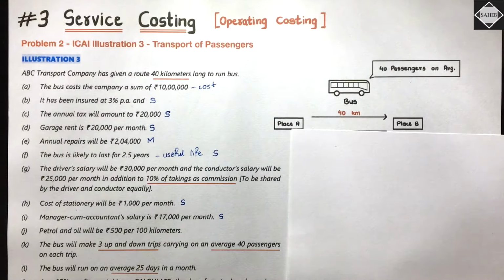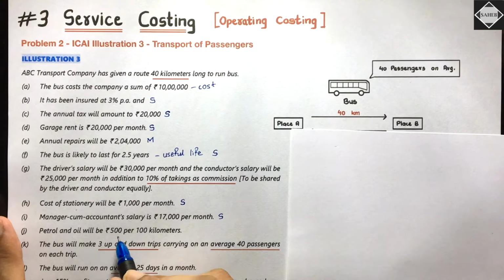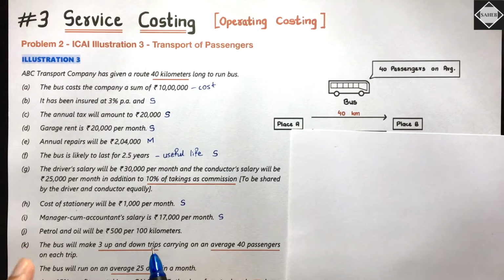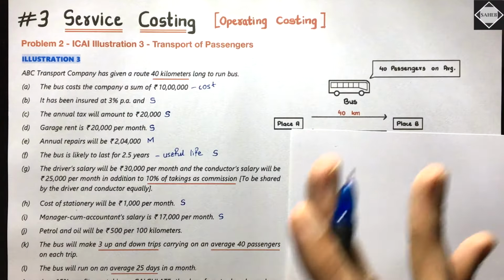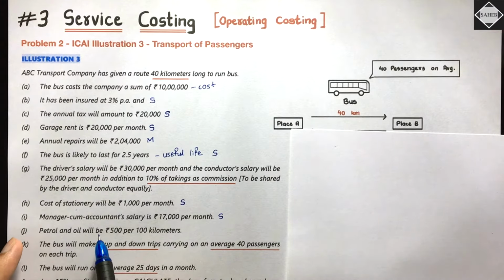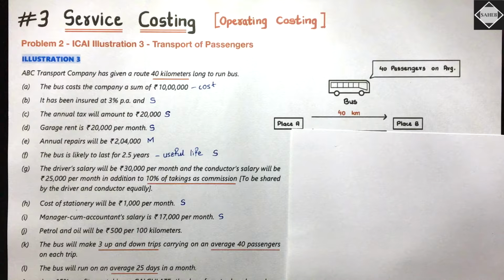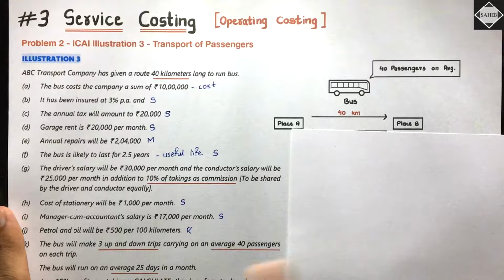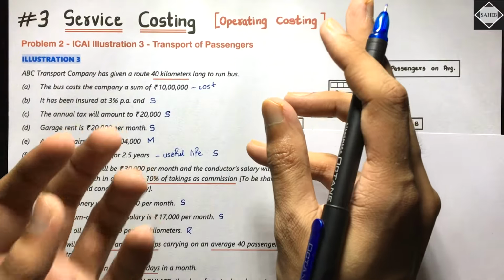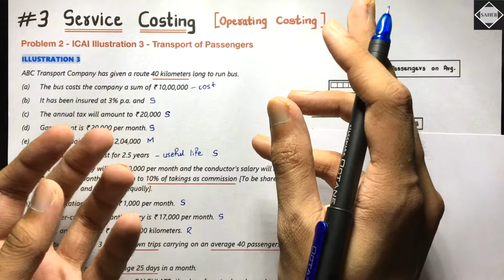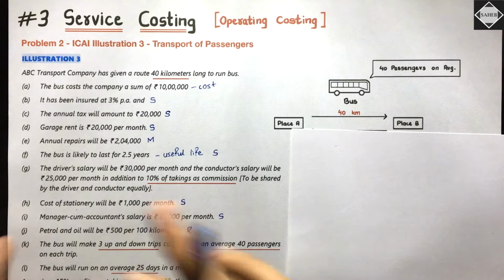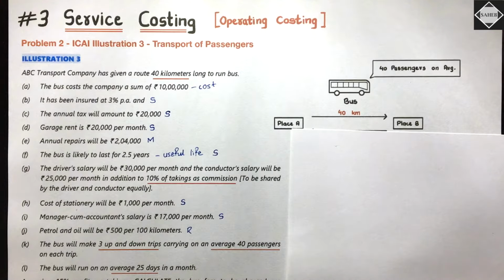Simple. Then they are saying petrol and oil will be 500 per 100 kilometers. You see, here also there is an adjustment. We have to do a little bit of calculation for this. But right now just tell me what kind of cost is this petrol and oil? This is variable cost. We call that running charges, right? Fine, we'll do the calculation, don't worry. They are just saying, to go 100 kilometers, it is costing 500 of petrol and oil. So how many kilometers are we traveling? That calculation we have to do first. Then only we'll be able to calculate the petrol and oil cost. Okay, we'll do that. Don't worry.